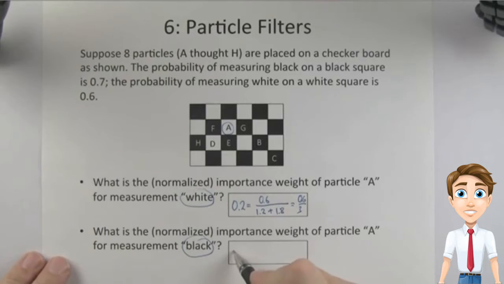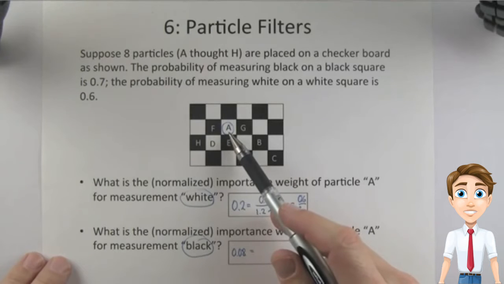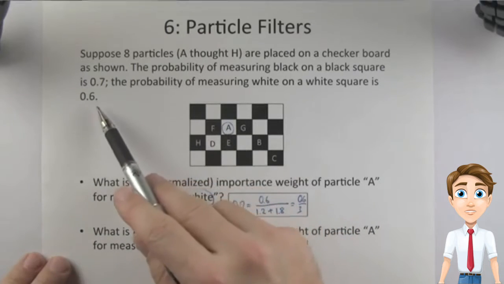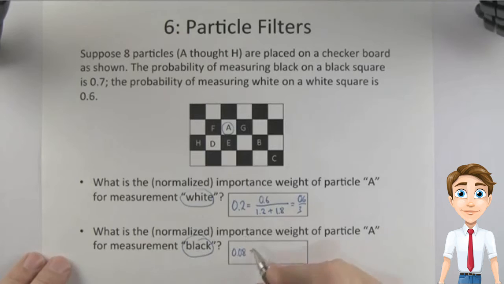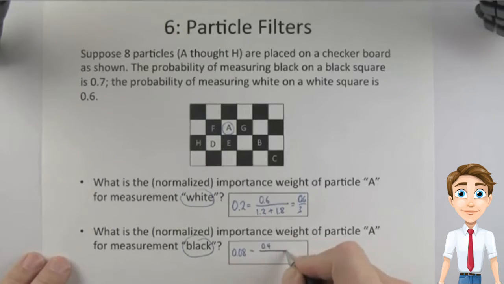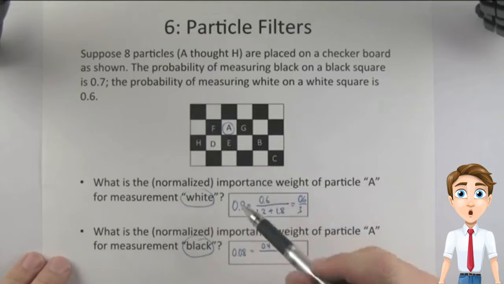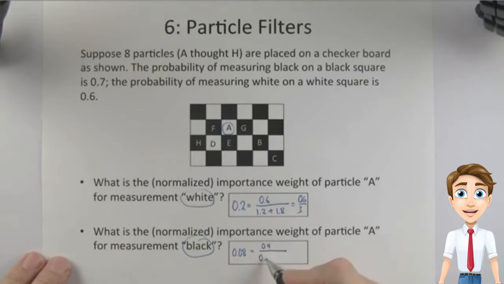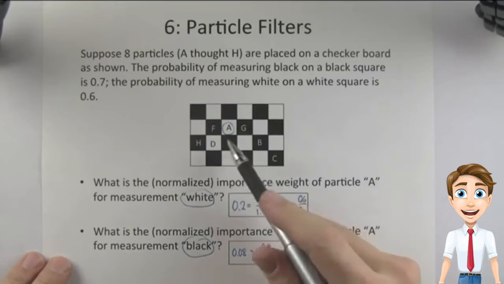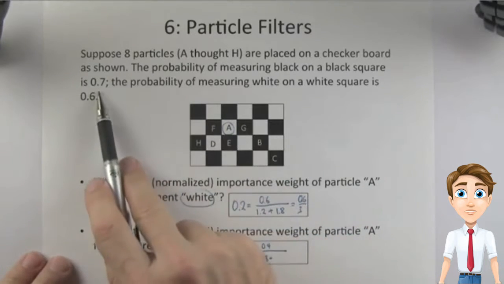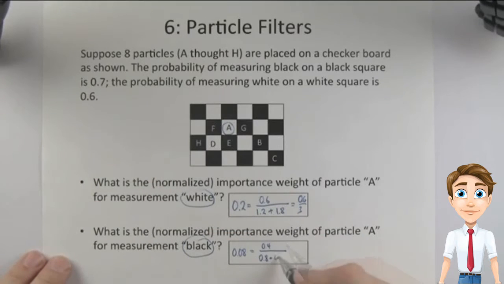In the second question, the answer is 0.08. Because we measured black, A gets a non-normalized importance weight of 0.4, which is 1 minus 0.6. There are 2 particles that get 0.4, which adds up to 0.8. And 6 particles that get 0.7, which adds up to 4.2. If we add this together, it's 0.4 divided by 5, which is 0.08.